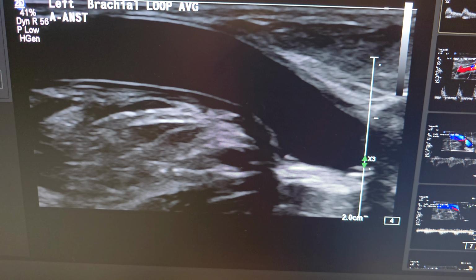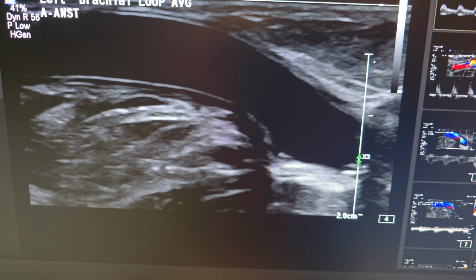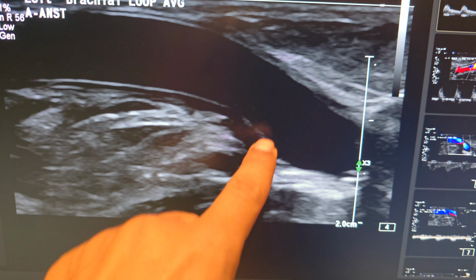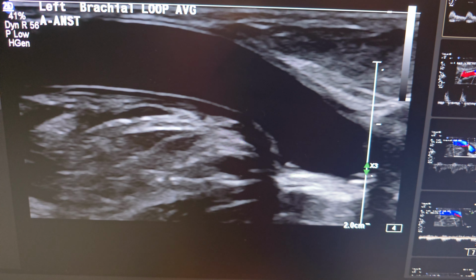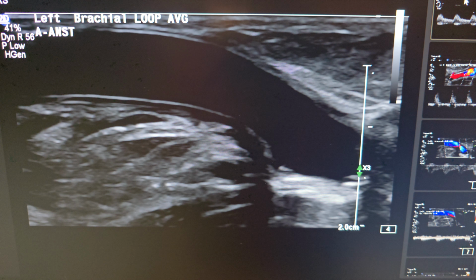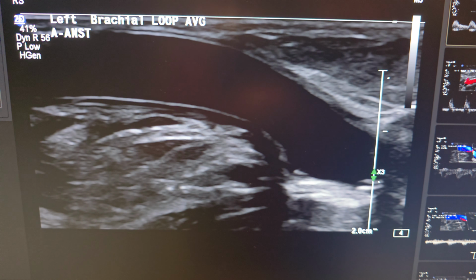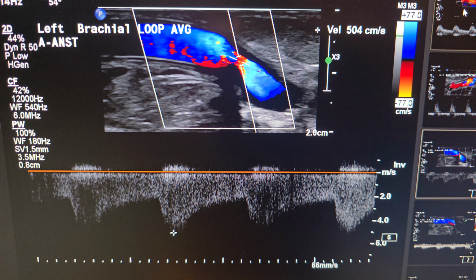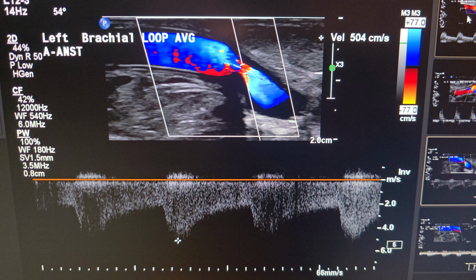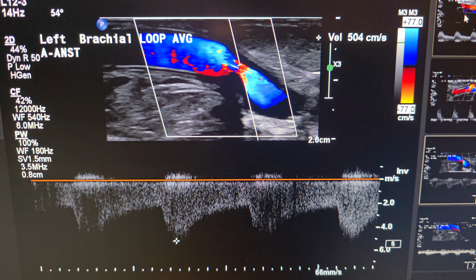Now we'll scan the brachial lobe graft at the arterial anastomosis. Actually here it will be the arterial anastomosis, and here it will be the brachial artery. So mild narrowing is seen at the arterial anastomosis.